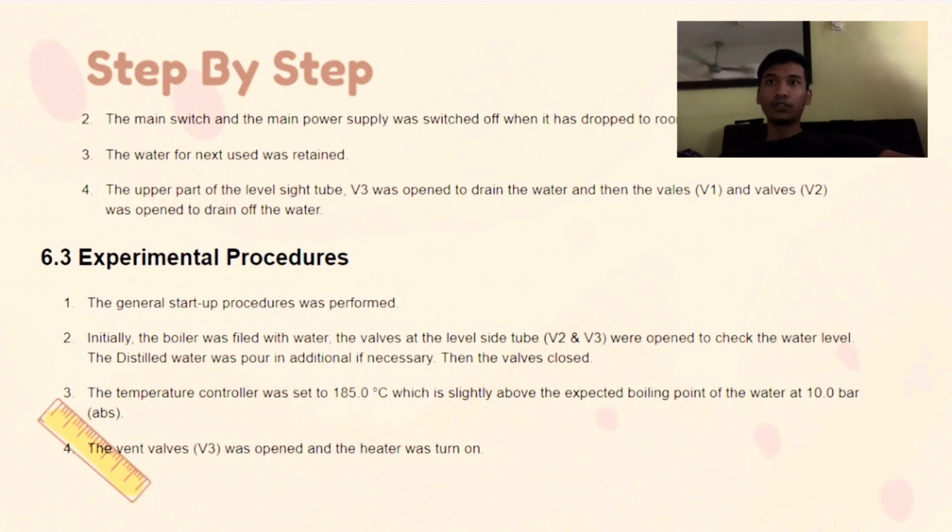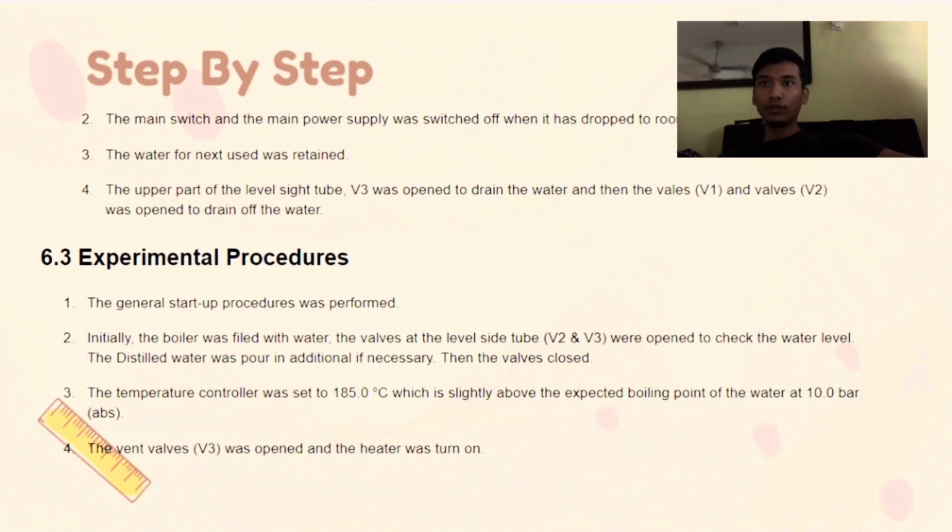Initially, the boiler was filled with water. The valves at the level side tube, V2 and V3, were opened to check the water level. Distilled water was poured in additionally if necessary, then the valves were closed. The temperature controller was set to 185 degrees Celsius, which is slightly above the expected boiling point of water at 10 bar, which is absolute.